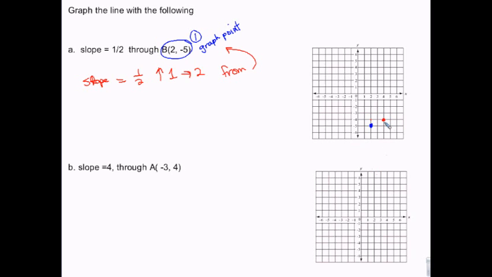Now I have 2 points. If I want a third one, I can do it one more time, up 1 over 2. And then to graph the line, I just connect my dots.